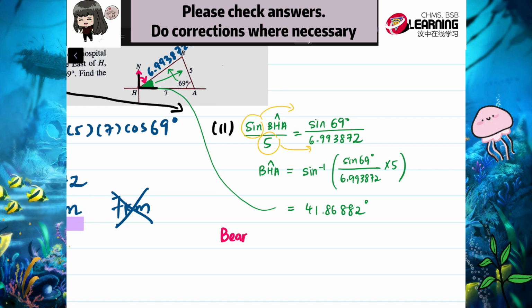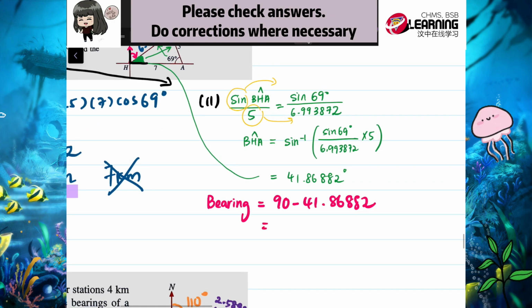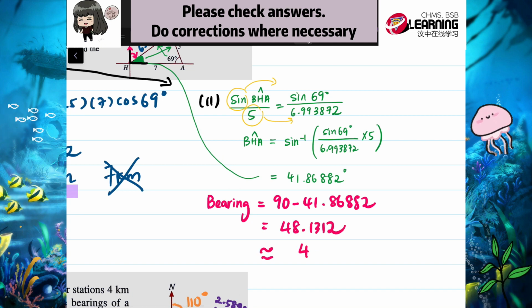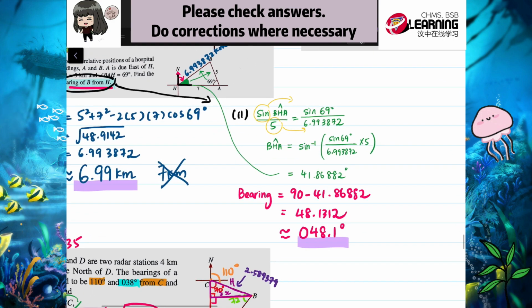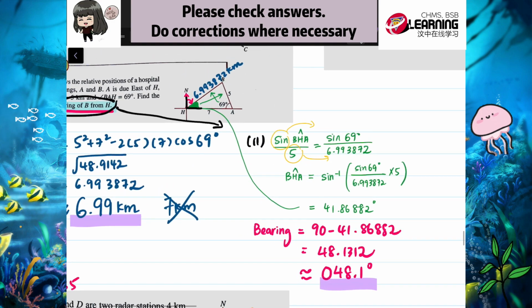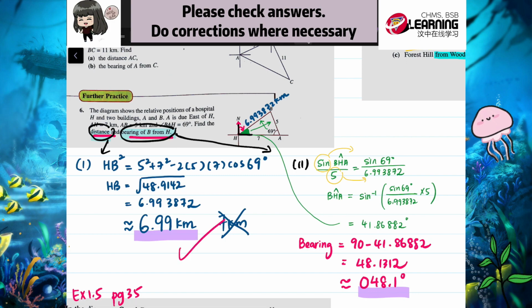So the bearing is 90 degrees minus 41.86882, which is 48.1312. Round off to 3 significant figures is 48.1 degrees, but because it's a bearing, you must add the 0 there. So this is the answer for question number 6. Please tick your answer if it's correct.